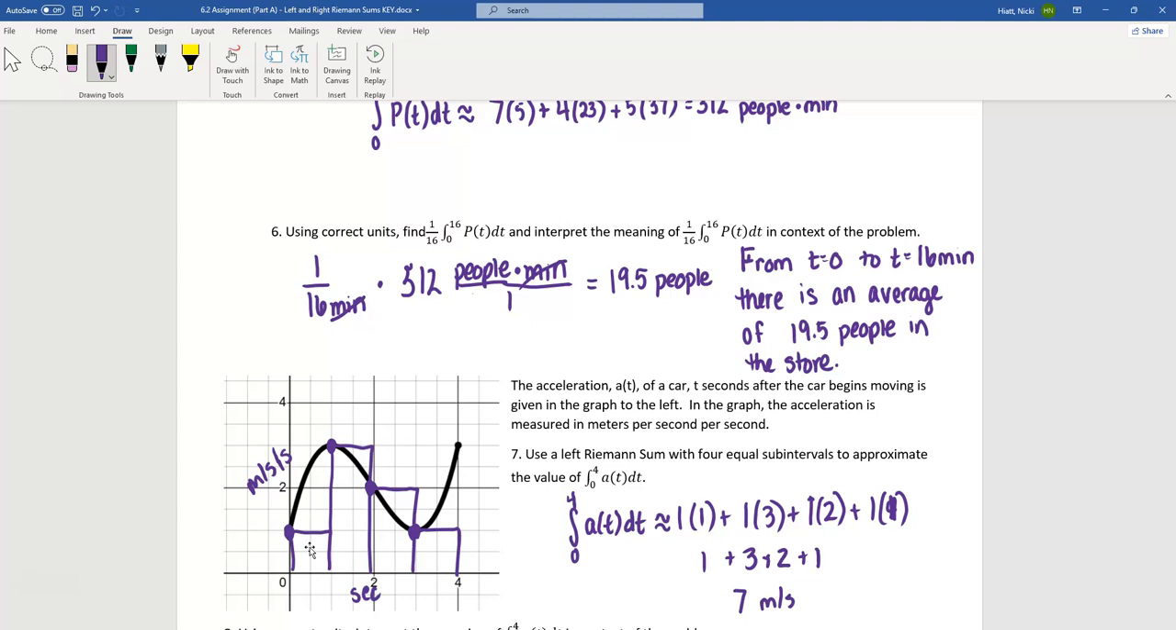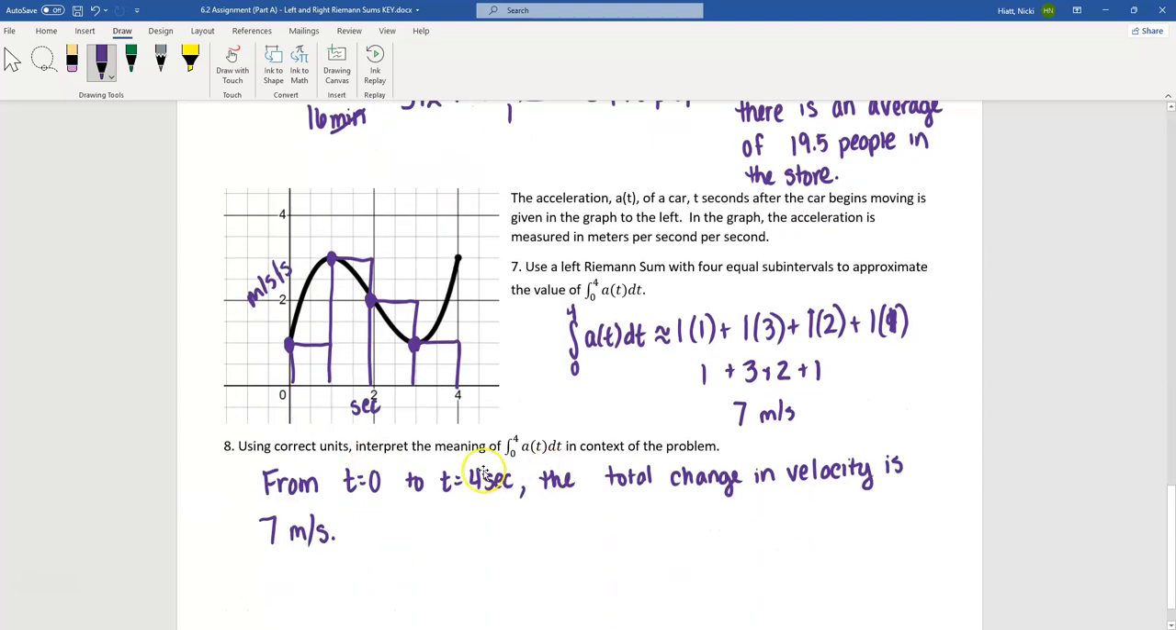You don't want to just say the velocity is 7, because you don't know what the velocity was to begin with, right? If the car began from stopped, then the velocity is 7 at the end. But if this car was already going 10 meters per second, then the velocity would be 17 at the end. So it's our change in velocity that we're looking at. So you could say something like this: from t equals 0 to t equals 4, the total change in velocity is 7 meters per second.